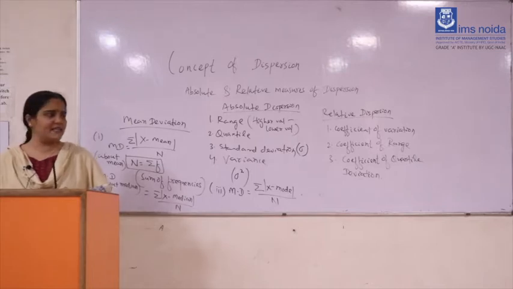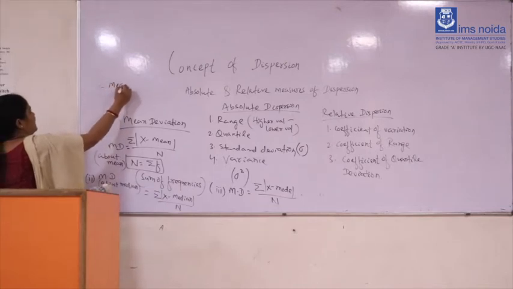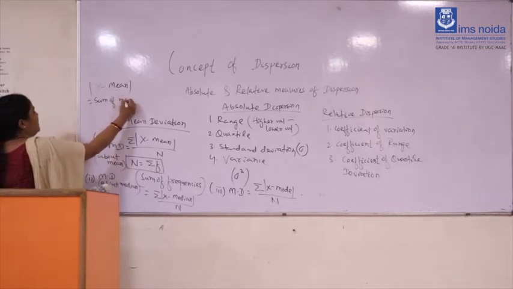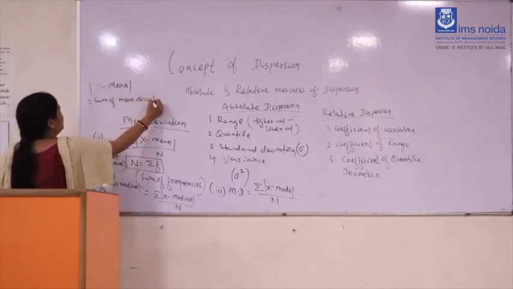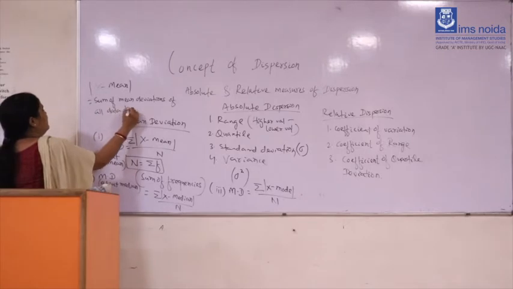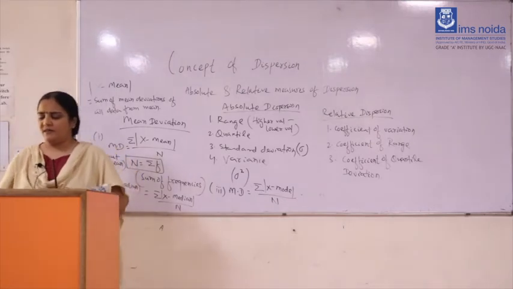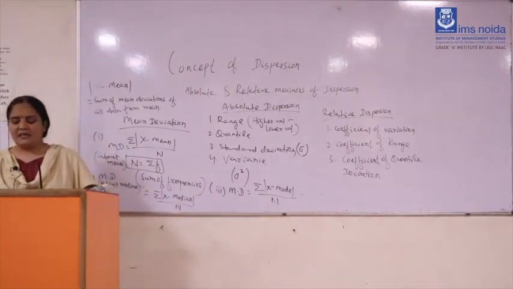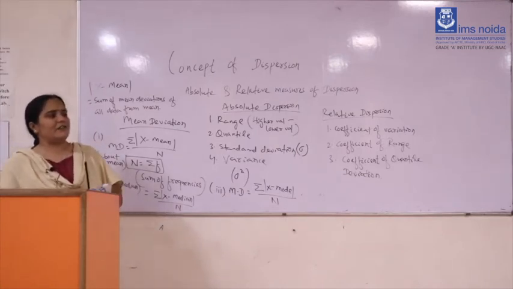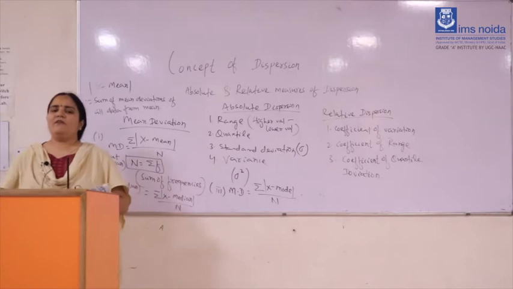So what does x minus mean mean? It is mod x minus mean. You can write it as the sum of deviations of all data from the mean. So that will be calculated. Even if it is a negative quantity, the mod of those values will be positive. So don't worry if you get a negative value after deviating from the mean.